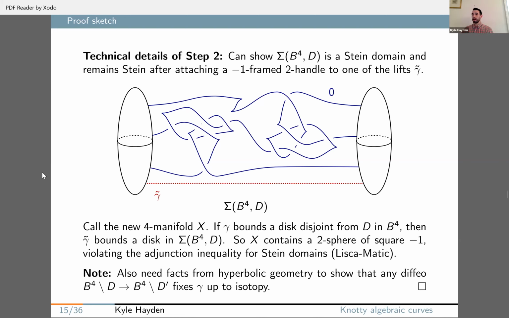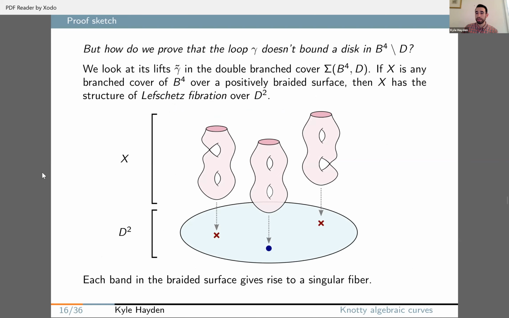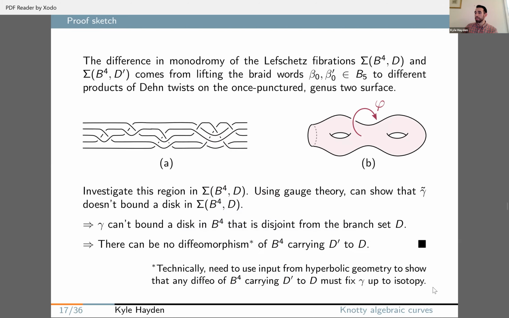Cool, okay. So one quick comment, there's a different story you could take to think about the branch cover, which I'll just very briefly mention. You could go back to the braided perspective, and the double branch cover of a braided surface in the 4-ball is going to give you a Lefschetz fibration. And so you can translate the difference in the braided surfaces in the 4-ball into differences in the monodromy of the Lefschetz fibration in the branch cover, and you could study it that way. The main thing is that you're going to get different monodromies, and in fact, the difference in the monodromy of the Lefschetz fibration is just the difference in the braid factorizations downstairs taking the branch cover.